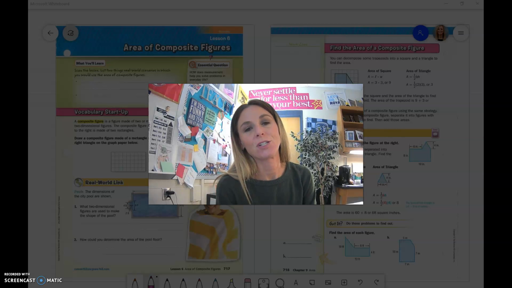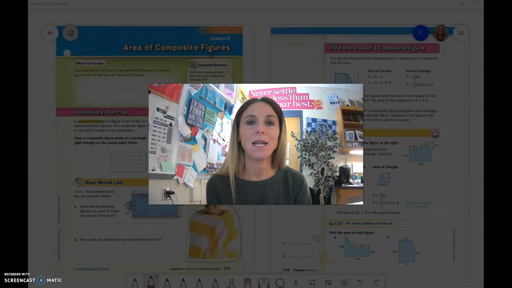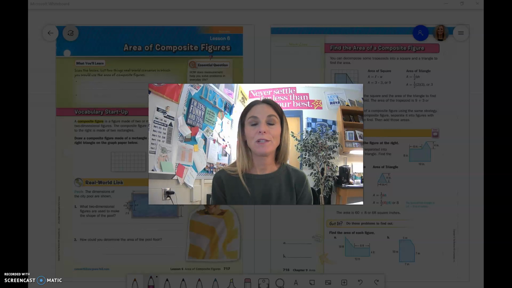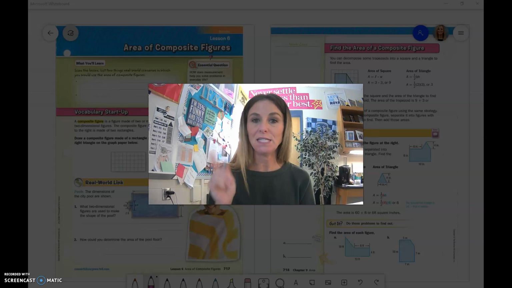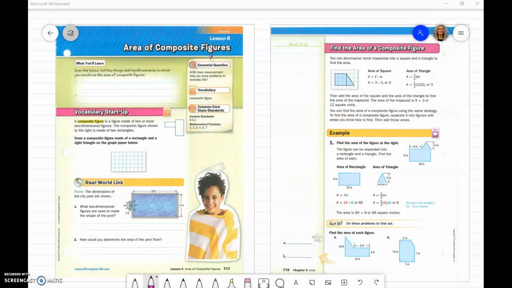Alrighty, 6th grade mathematicians. Here we are taking a look at Chapter 9, Lesson 6. So we are going to be looking at area of composite figures. So go ahead and get your book open to page 717 while I get set up here.